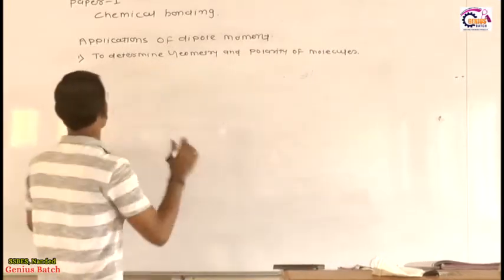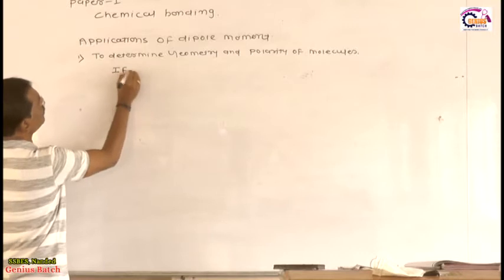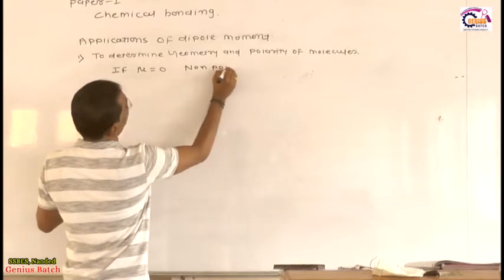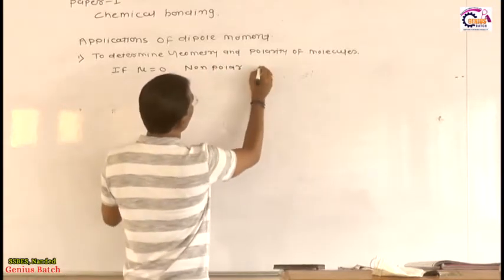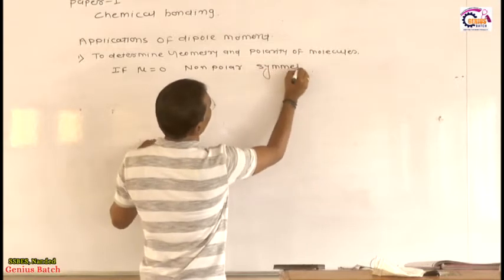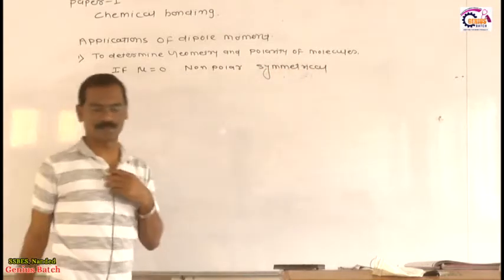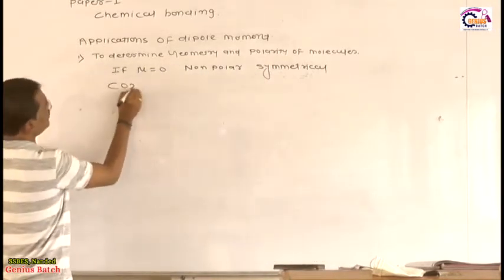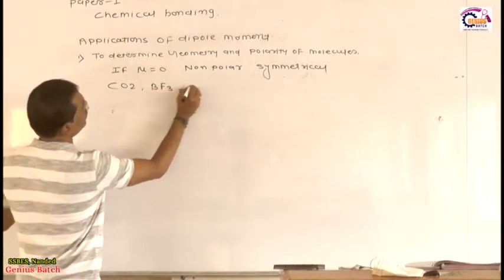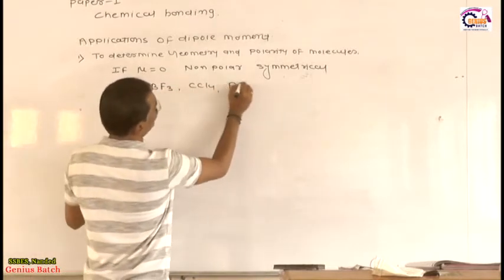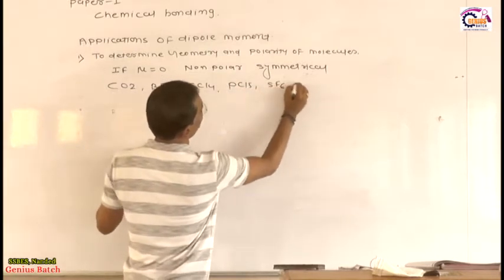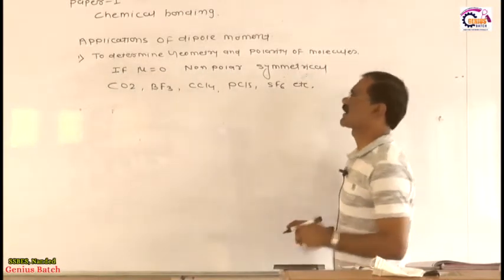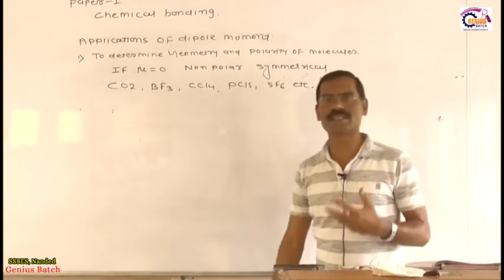If mu is equal to 0, as you know very well, then the molecule is non-polar, and that molecule is called symmetrical. Symmetrical means it has a regular geometry. Examples of this are CO2, BF3, CCl4, PCl5, SF6, etc. So this is the first interesting phenomenon related to the application of dipole moment, to determine the geometry and polarity of a molecule.